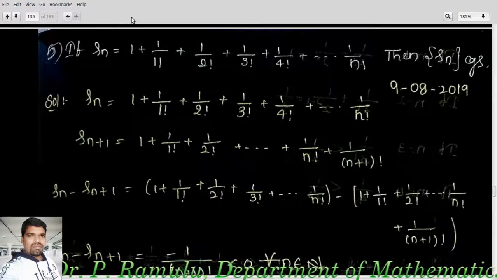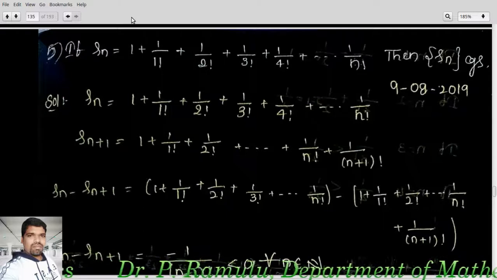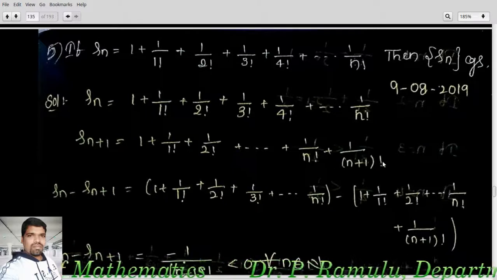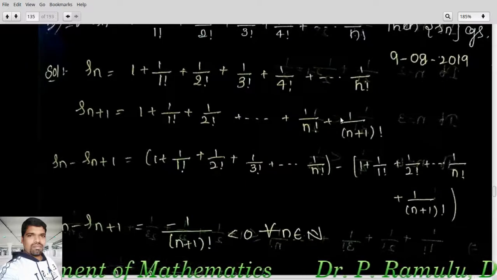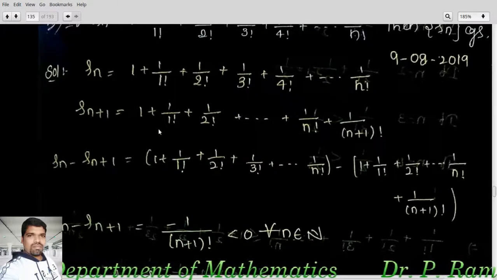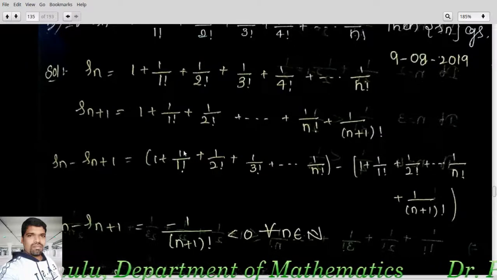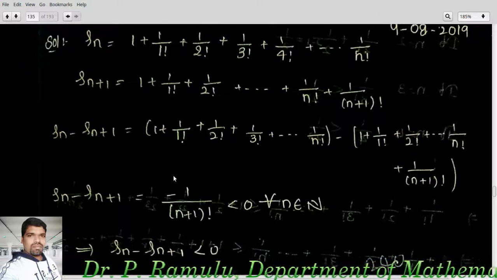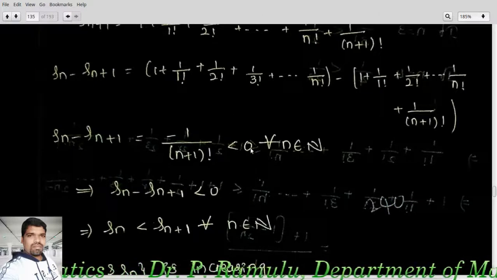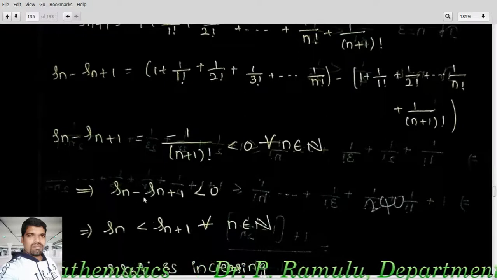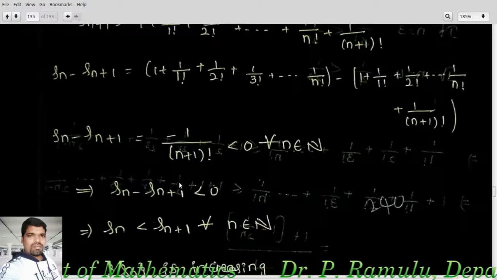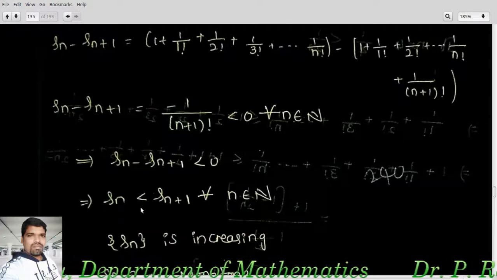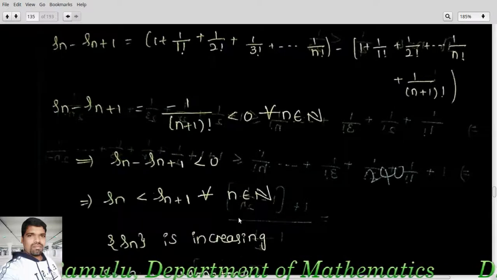Here Sn plus 1 equals how much? Sn plus 1 equals 1 plus 1 by 1 factorial plus 1 by 2 factorial plus up to 1 by n factorial plus 1 by (n plus 1) factorial. Here, Sn minus Sn plus 1: what are the terms here? These terms cancel out, up to this term cancel out. Here we get minus 1 by (n plus 1) factorial, which is less than 0 for all n in N. Which implies Sn minus Sn plus 1 is less than 0, which implies Sn is less than Sn plus 1 for all n belongs to N.